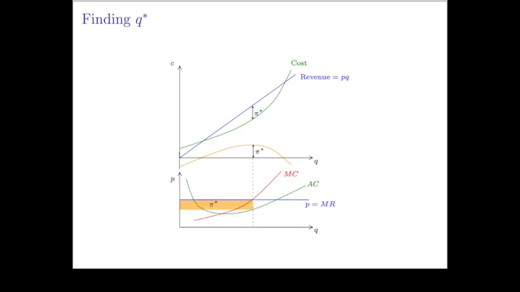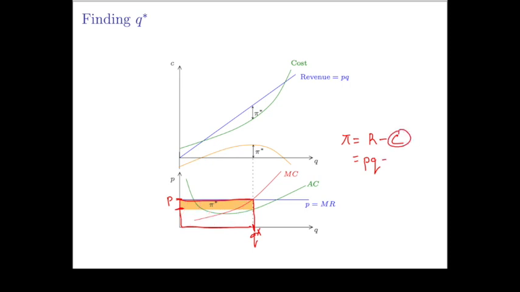What's your profit going to be? Well, your profit is going to be the price minus average cost times quantity. So this is your optimal quantity. Profit is going to be revenue minus cost. Your revenue is the price times quantity. So remember, this is the price, this is the quantity. So the area of this rectangle gives us our total revenue.